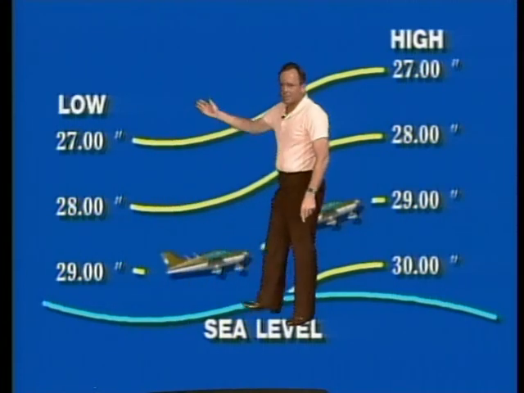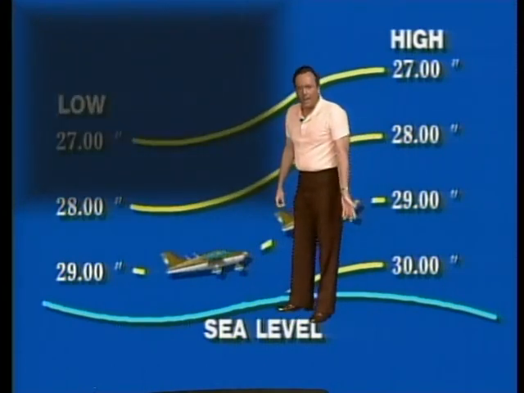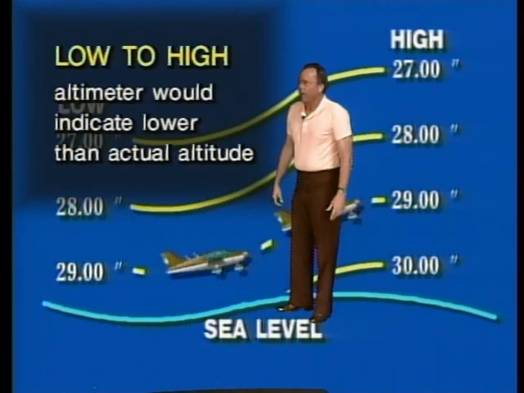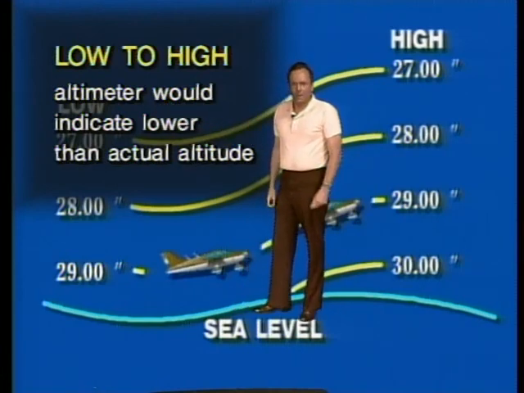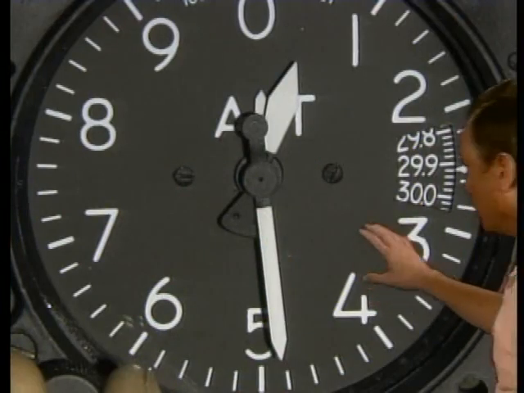So here's the way they ask it on the test. From low to high, what's your altimeter going to read? Your altimeter indicates too low. It indicates lower than actual altitude. Now, another thing you need to know is what happens when you adjust the setting window in the altimeter.